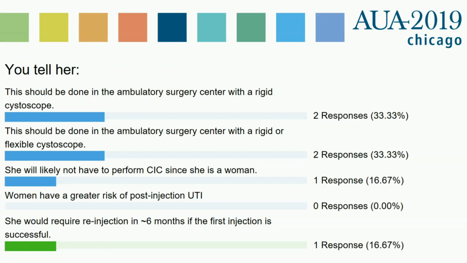So I love these answers because I hope from this session you are all comfortable doing your injections in the office. And you can use whatever scope you want, whatever the patients are comfortable with. And we're going to talk about how this is done in the office. We haven't seen significant differences in CIC. The correct answer really is the last one. It's probably going to require reinjection in about 6 months.